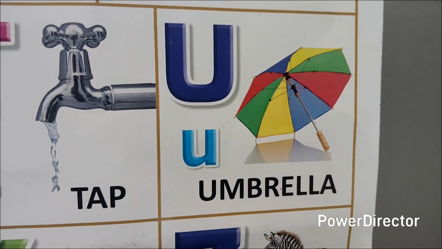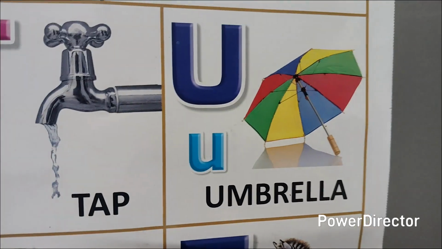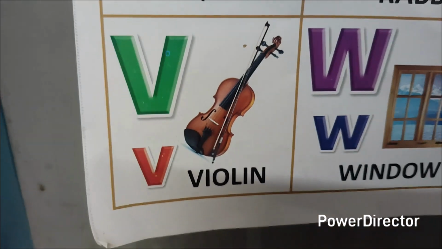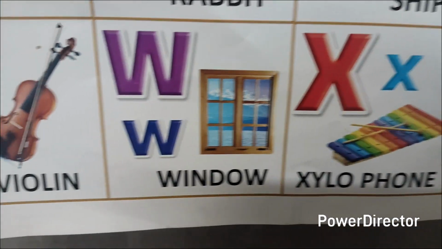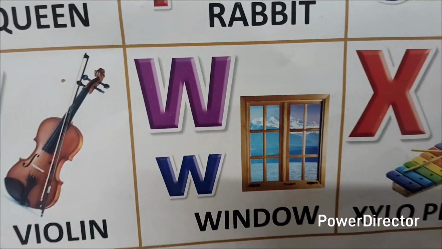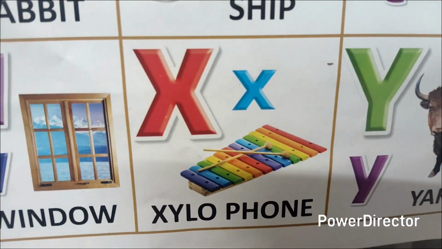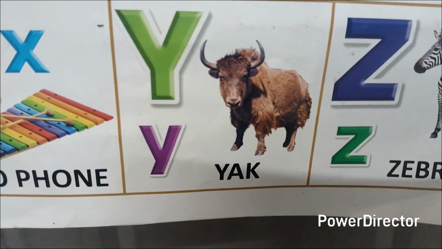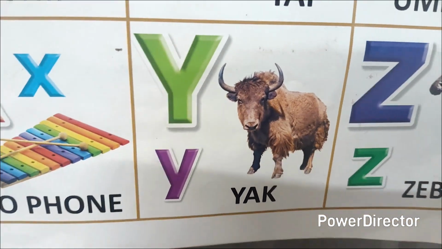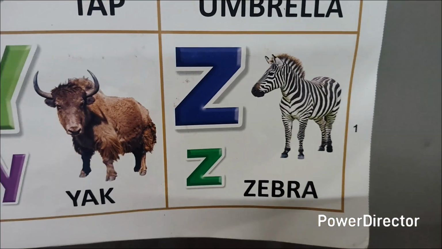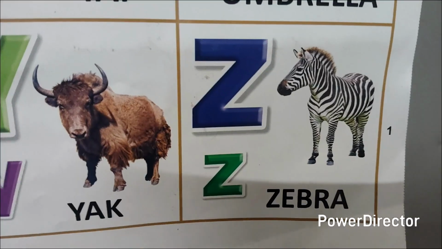U for umbrella. V for violin. W for window. X for xylophone. Y for yak. Z for zebra.